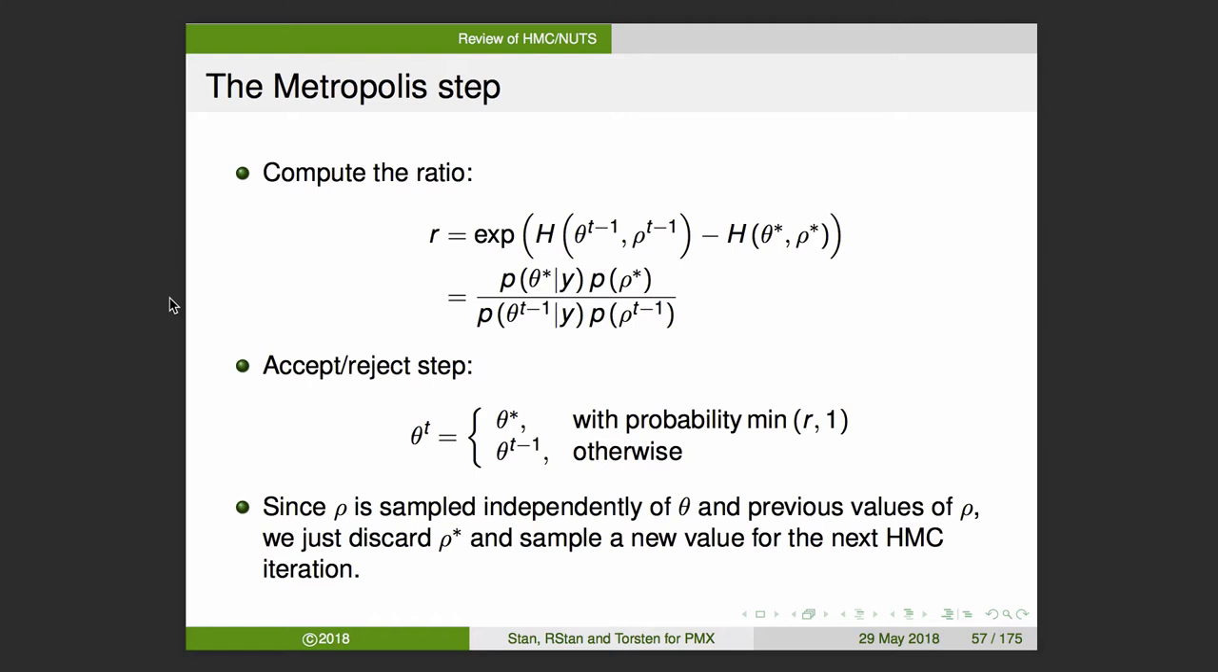So where am I going here? So theta t will be that with that probability, and with probability 1 minus that, you accept, assuming I got that in the right direction. And that determines your next step. Now, rho is being sampled independently of theta, so you don't need to use the previous one. You can just throw that out and resample again because it's independent of theta. So after you've done this, you sample a new rho, start out at wherever theta t is, and then move on to the next step.